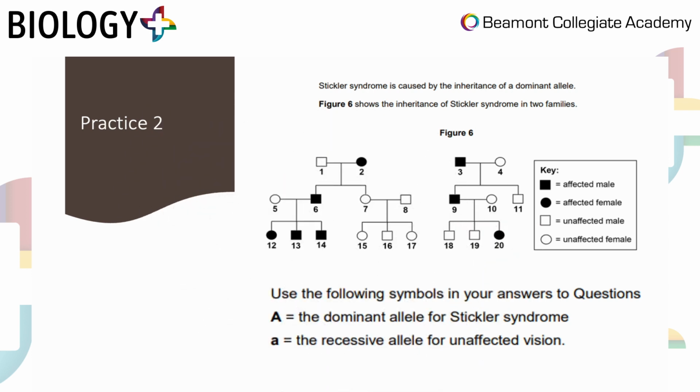Practice 2. Stickler syndrome is caused by the inheritance of a dominant allele. Figure 6 shows the inheritance of Stickler syndrome in 2 families. In the diagram below, we have 2 pedigree charts next to each other. Use the following symbols in your answers to questions. Capital A, the dominant allele, lowercase a, the recessive allele.